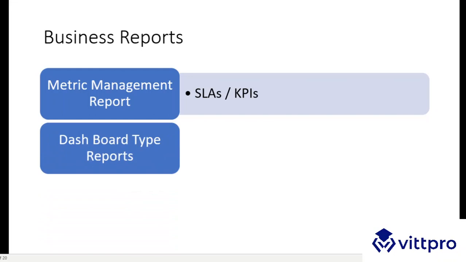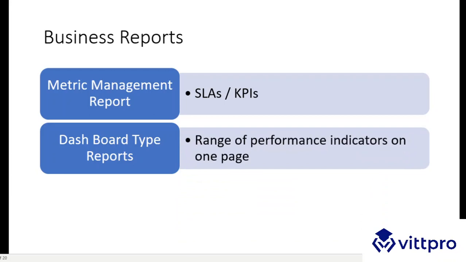And then there are some dashboard type of reports where you don't mention the KPIs, but you show them in a graphic manner. So these are more on performance indicators, some very key performance indicators. Your dashboards are not very busy reports. The SLA and KPIs, you can put all of them in one page or two pages or three pages.